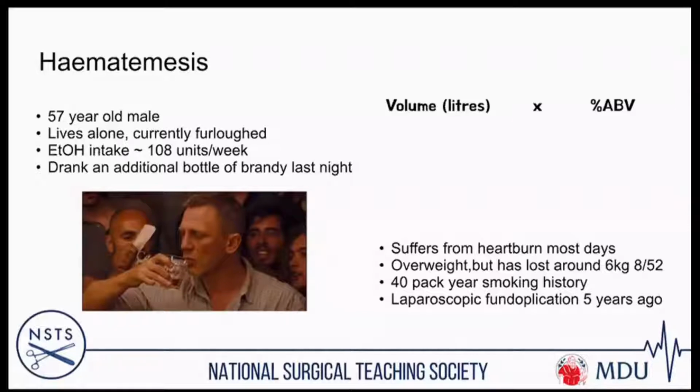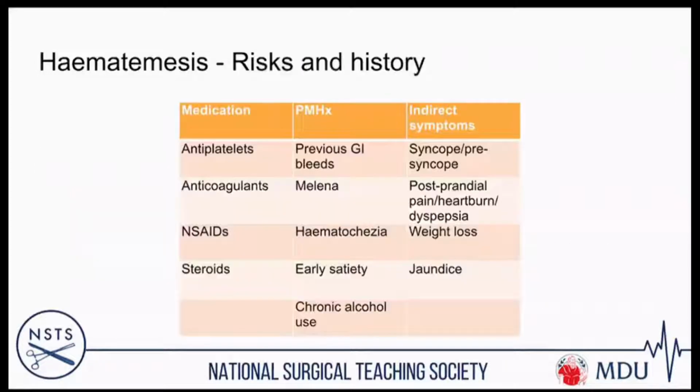He also had a little bit of excess last night. It was his birthday. He suffers from heartburn, he's overweight, he smokes, he's previously had some surgical management for some acid reflux. So, I mean, he's not a great specimen. Risks and history are things that you need to elicit from the history when you're having a chat with these patients. See what medications they're on that can cause problems in the tummy.